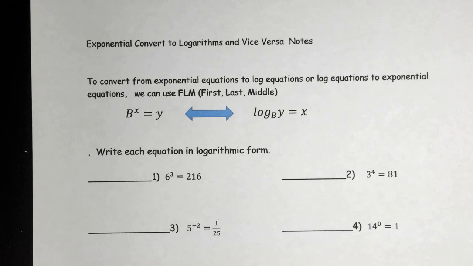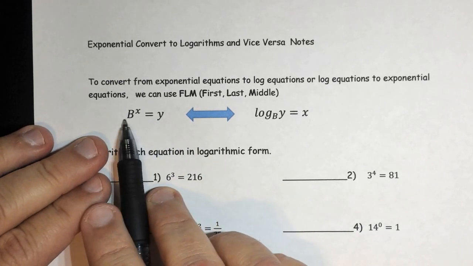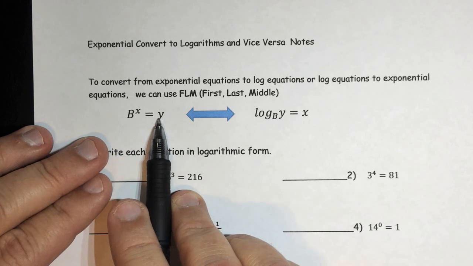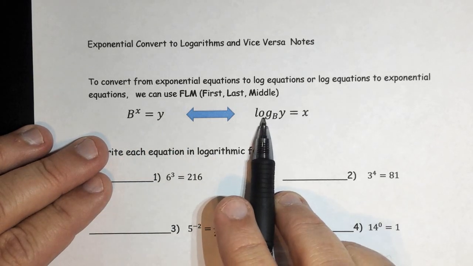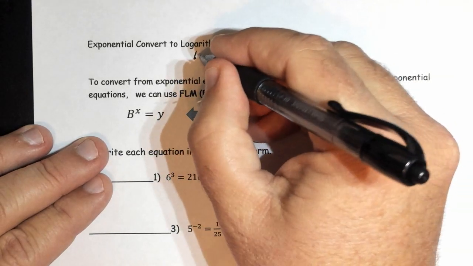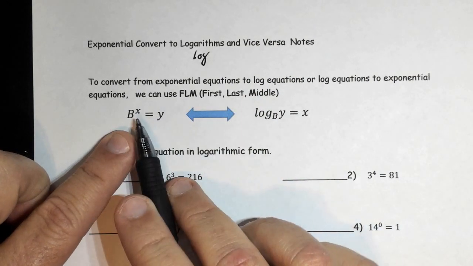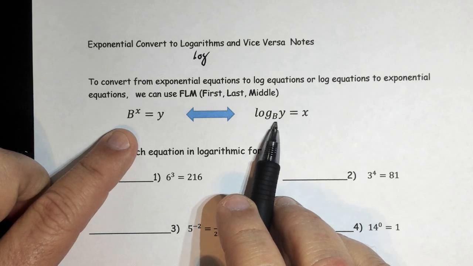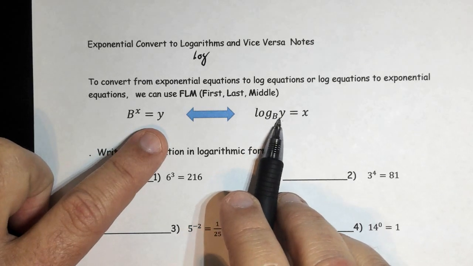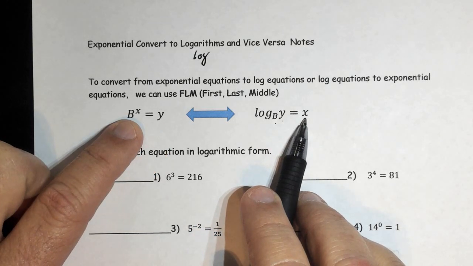To convert from exponential equations to log equations, or log equations to exponential, there's a couple of ways we can do this. If this is your exponential equation, here's my base, b, the exponent x is equal to some number y. We can change it to what's known as a logarithm, or a log. Log and logarithm mean the same thing. Logarithm of that same base, and notice the letters match up, b and b, of y. So log base b of y is equal to x, which comes from the exponent.